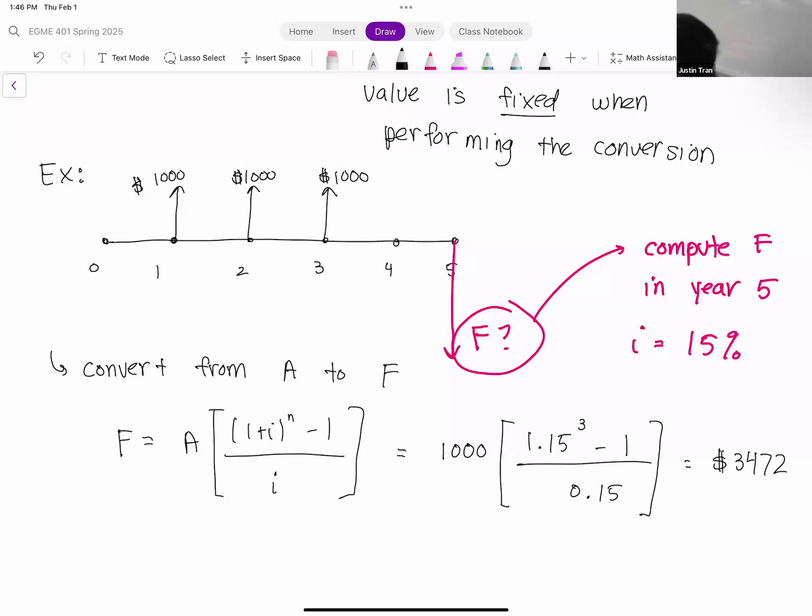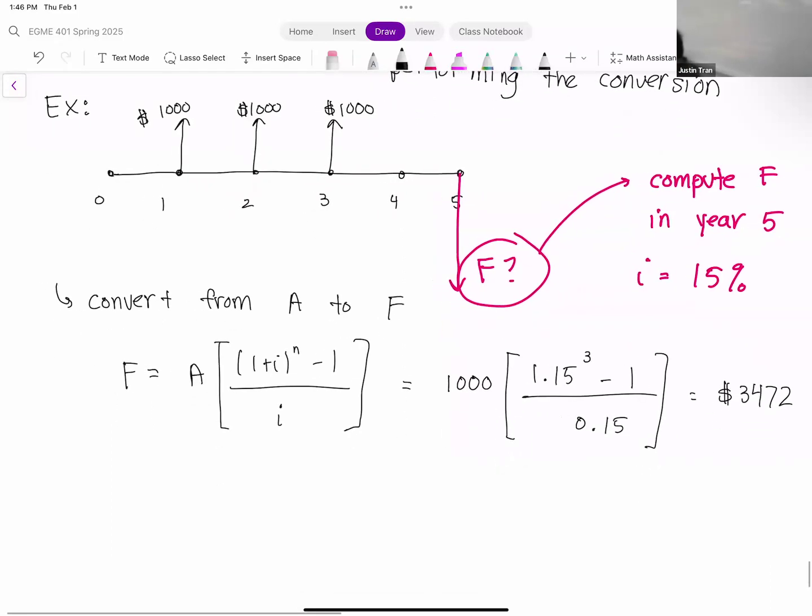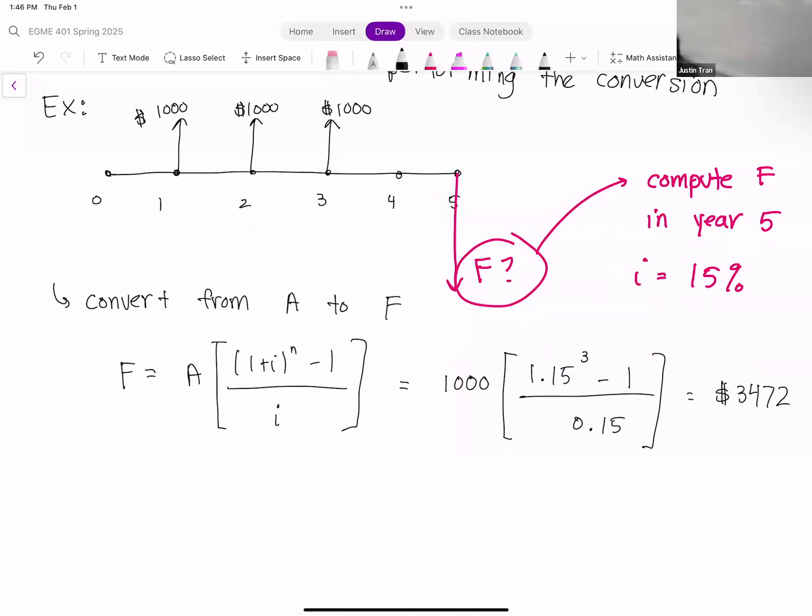Okay. So you may look at that and say, that's our answer, right? So we did what the problem asked us to do. We took our uniform series and we converted it to a future sum. And of course, with all that foreshadowing, obviously this is not the answer we're looking for.